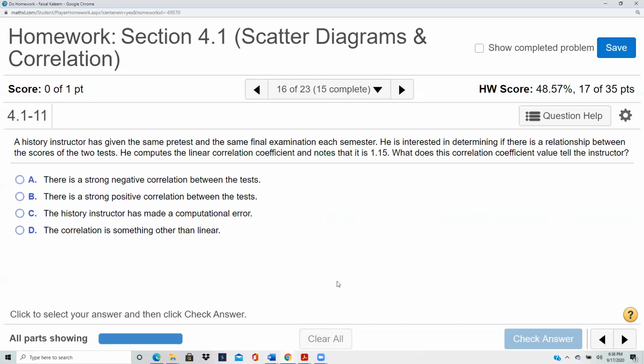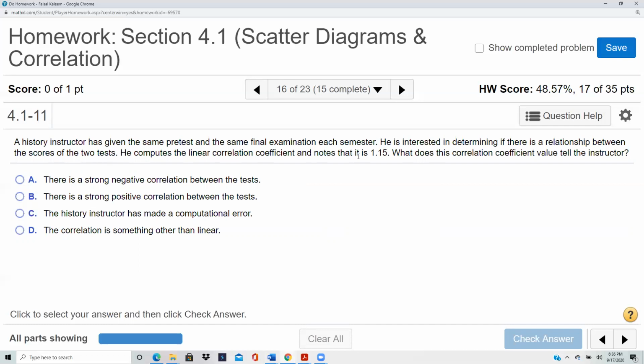A history instructor has given the same pretest and the same final exam each semester. He's interested in determining if there's a relationship between the scores of the two tests. He computes the linear correlation coefficient and notes that this is 1.15.